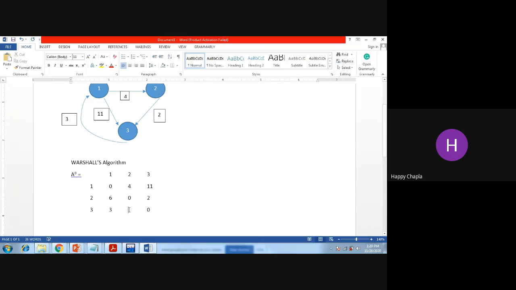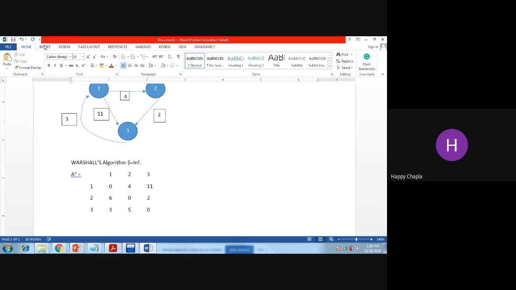So here what do we have to write? Here we have to write infinite. Why? Instead of infinite, I am writing a dollar sign. Dollar is equal to infinite. Infinite means there is no direct path from 3 to 2, so that's why we make it infinite. Now this is your A of 0, Warshall's algorithm path matrix.